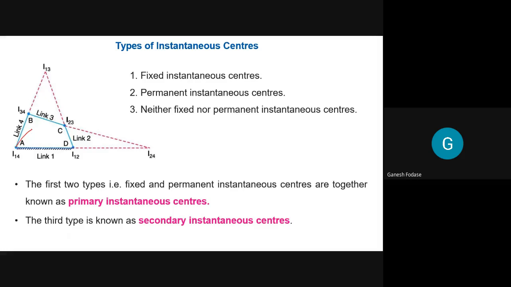Then let's say the mechanism changes position from AB to, let's say, AB1, and assume it is a straight one, like this. Suppose this is the position, this one is B1 and this one is C1. Now tell me whether this ICR remains at B only, at the same location.